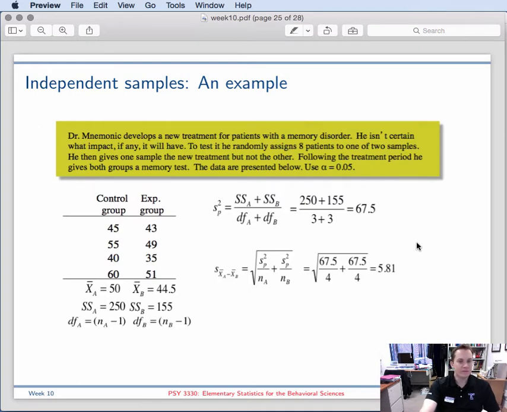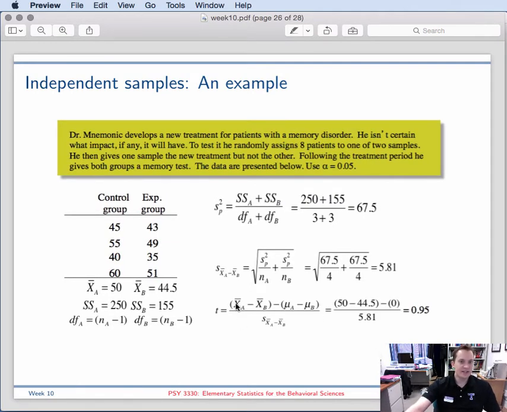And then finally, we're able to find our t-statistic. Our t-statistic is the difference between the 2 sample means, so 50 minus 44.5, compared to a hypothesized difference of 0 over the standard error of 5.81. So we take this difference over 5.81, and we get a t-score of about 0.95. Now, of course, you've done this enough now to know that's probably not enough, but we don't yet know the critical t-value. So the question is, what t-value are we going to use for our critical?